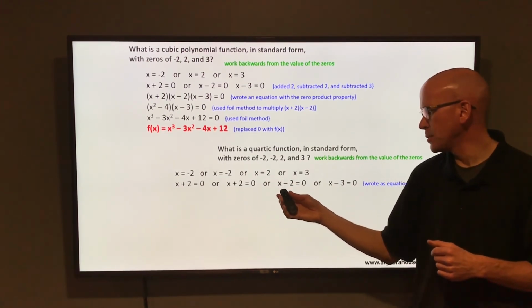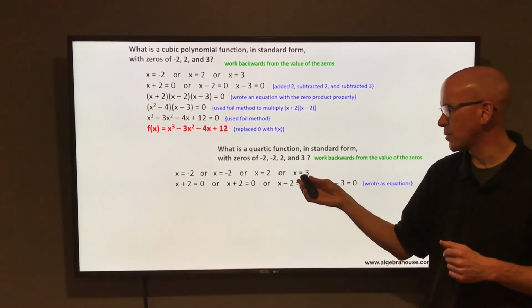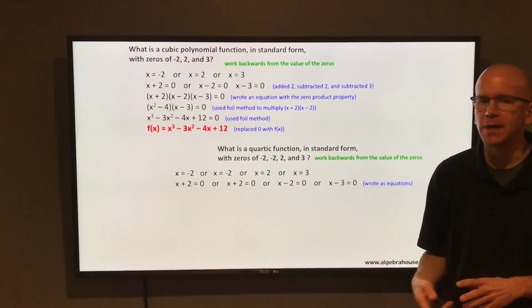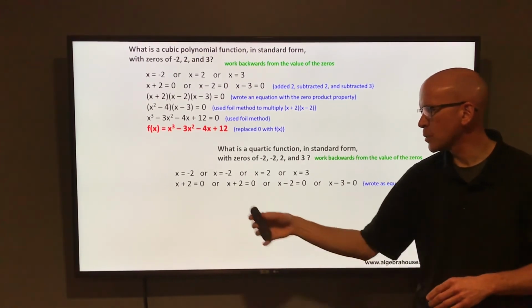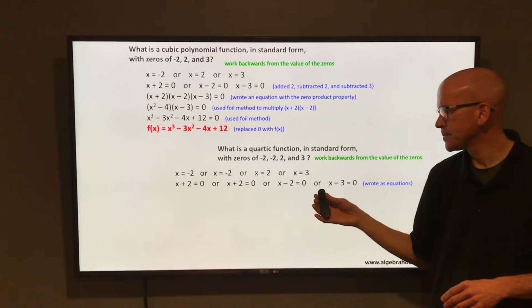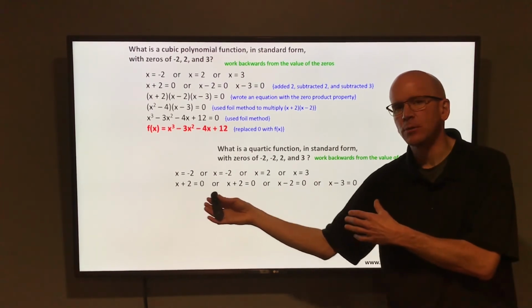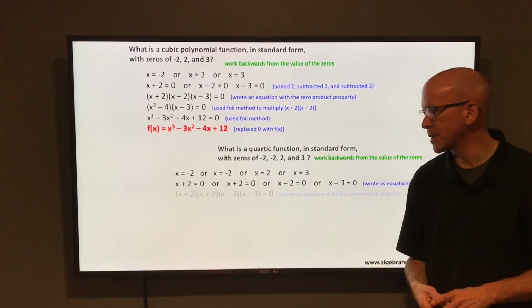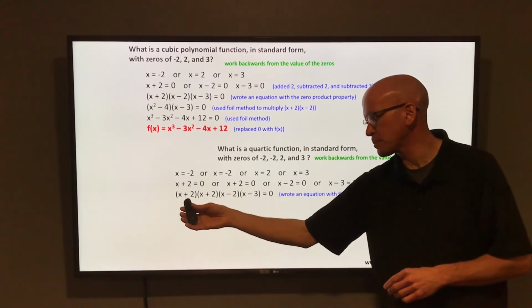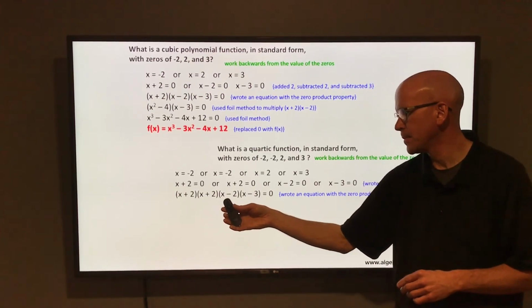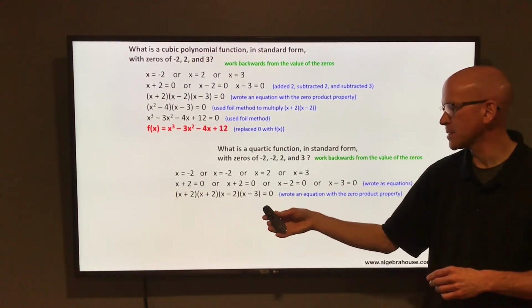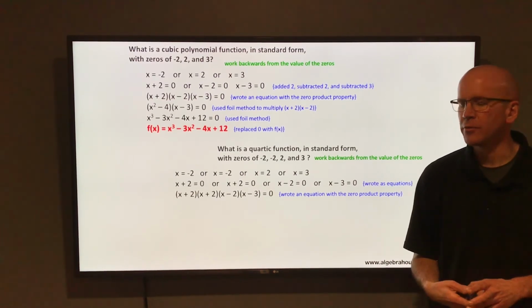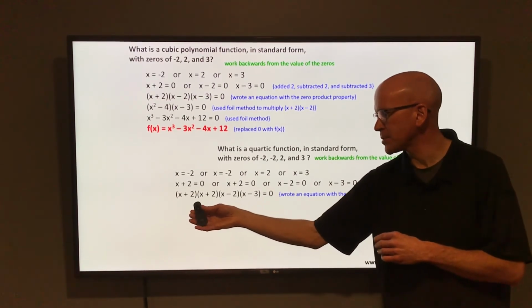Then x equals 2, change that to be x minus 2 equals 0, and x equals 3, subtract 3 from each side, you have x minus 3 equals 0. So we got each of those equal to 0. That means if each of those is equal to 0, if you multiply all of those together, that will be equal to 0. So x plus 2 times x plus 2 times x minus 2 times x minus 3 is equal to 0. Yes, you need both x plus 2's.